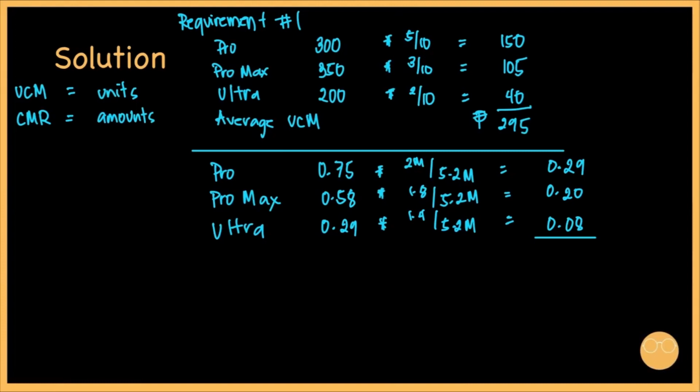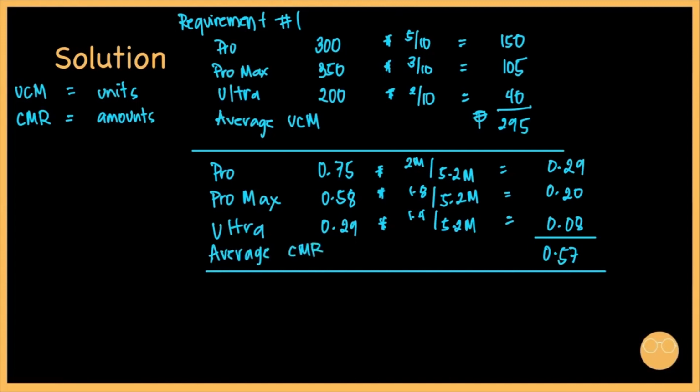Let's sum it all together. We are going to have 57%. Now that we have the average unit contribution margin, we have the average contribution margin ratio. Now let's try to compute for the average unit selling price.